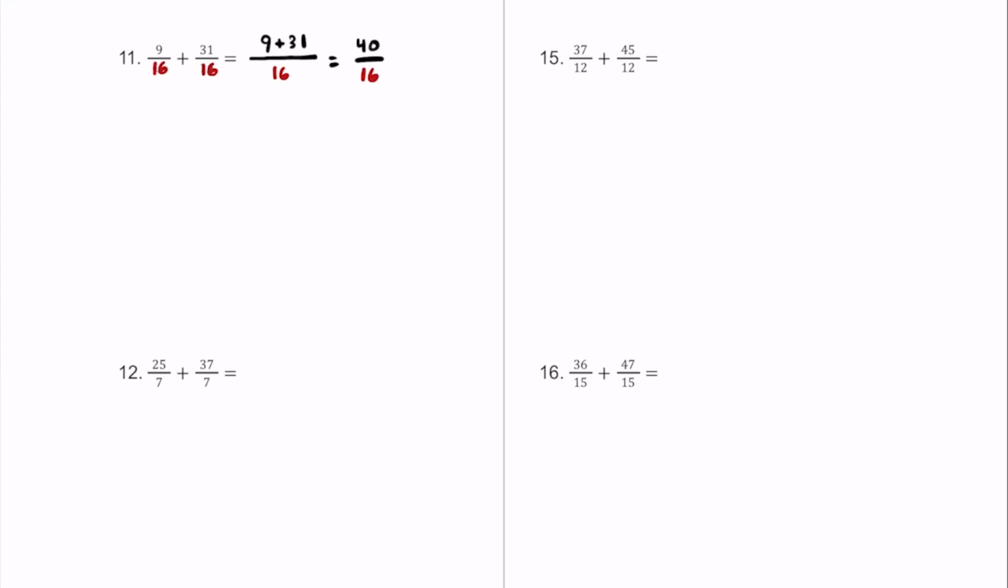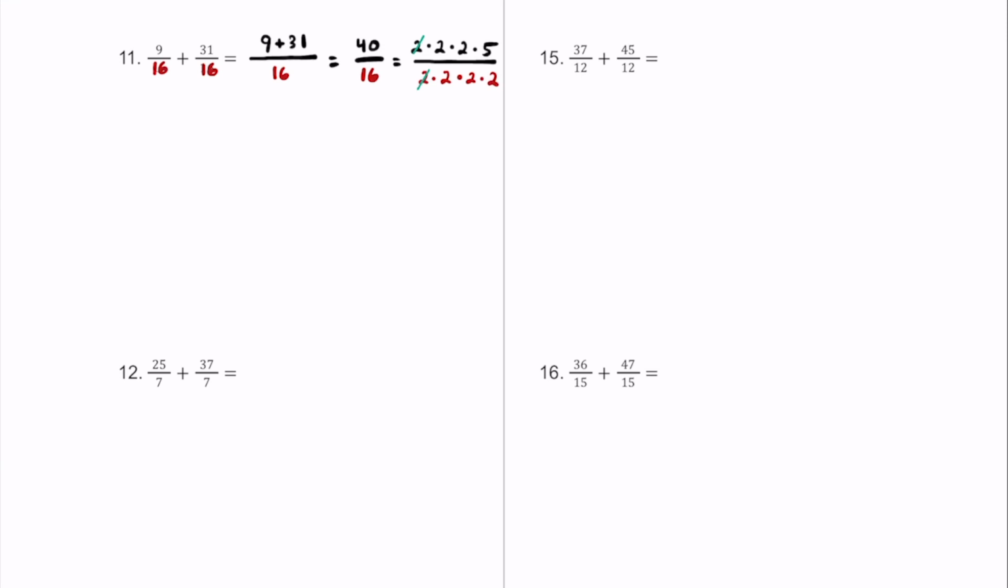And let's see, I think we can simplify this, right? I think this 40 we can break into 2 times 20. 20 can break into 2 times 10. 10 can break into 2 times 5. So this would be the breakdown of 40 here. For 16, we can break that into 2 times 8. 8 can break into 2 times 4. 4 can break into 2 times 2. So these would be their prime factorizations.